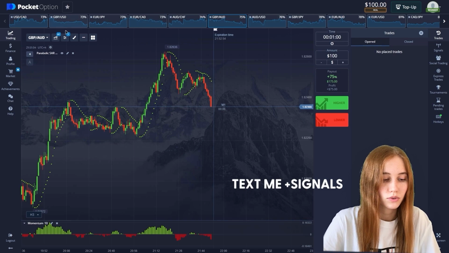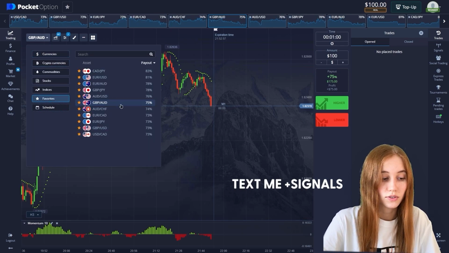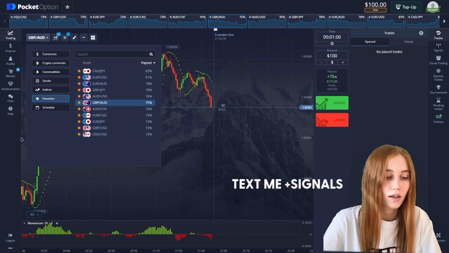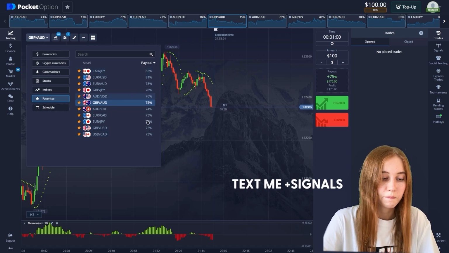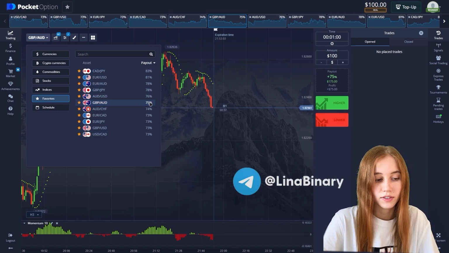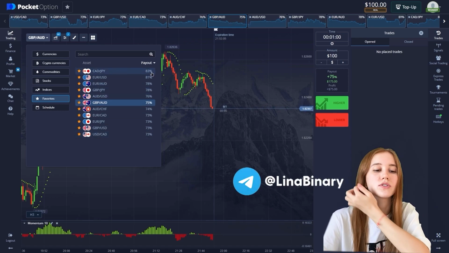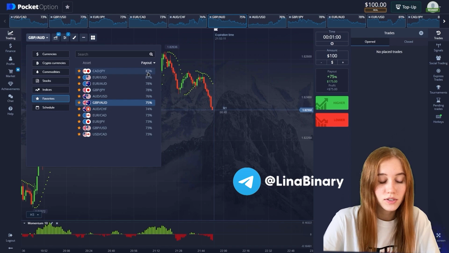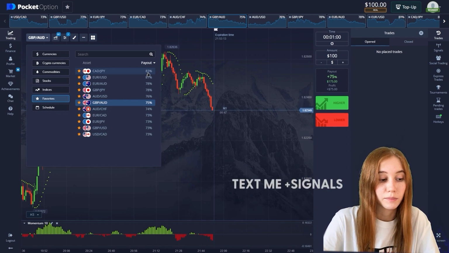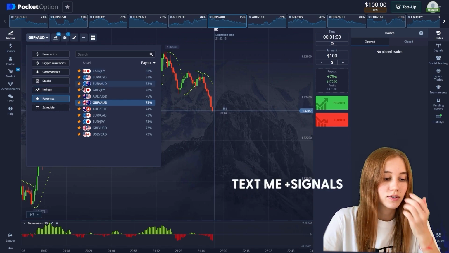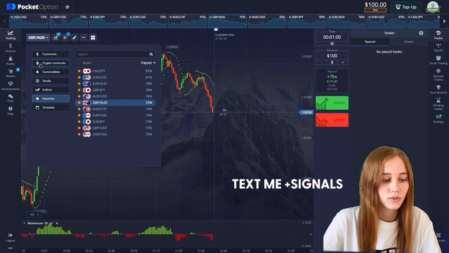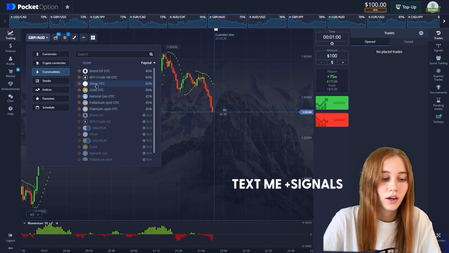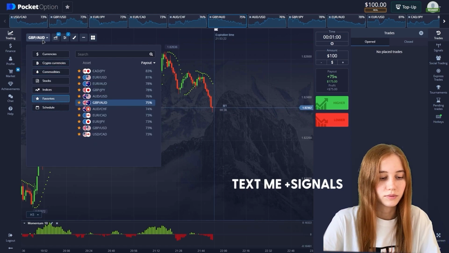We'll also trade on currency pairs. I choose these currency pairs for myself. They suit me perfectly. The payout percentage is above 70 everywhere. The payout percentage is, for example, if it's 83 and you place a bet of $100 and it comes in, then your profit will be $83. You can also trade crypto, gold, silver, and so on.